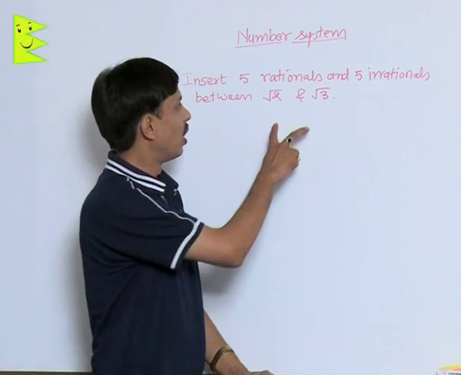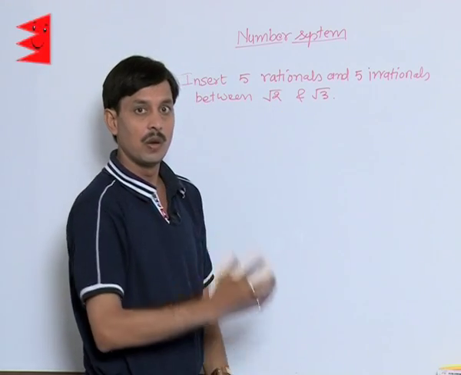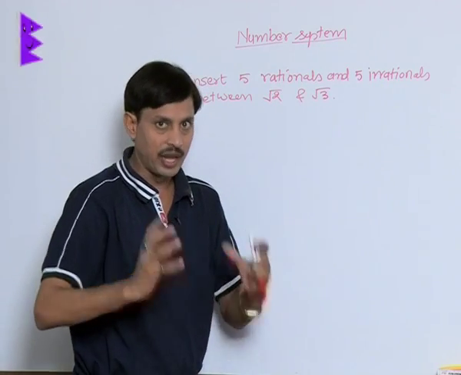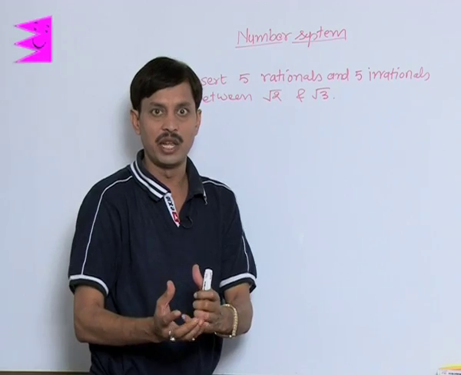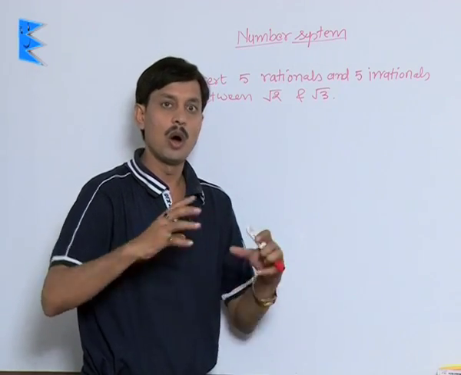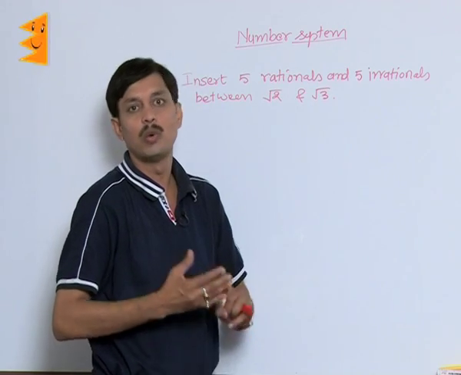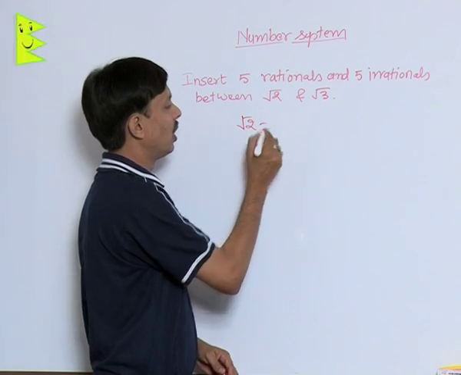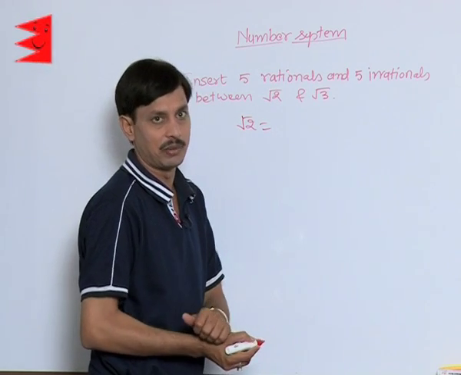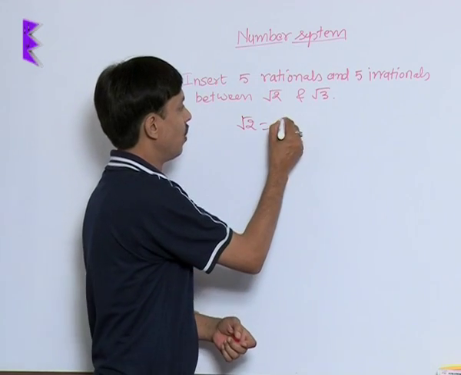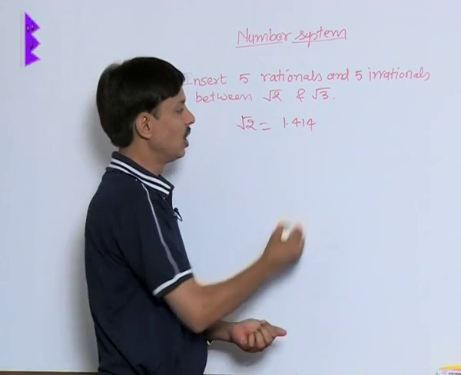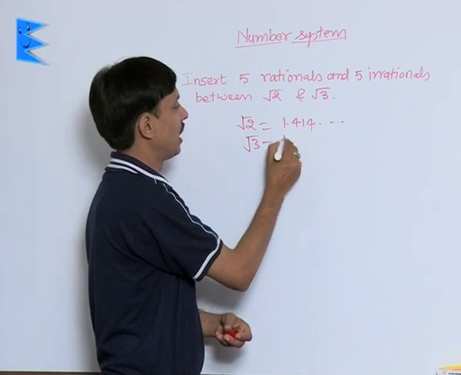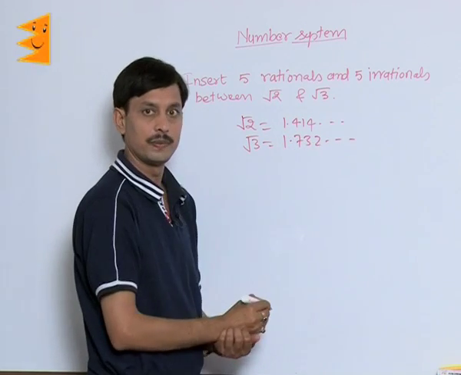irrationals. What we want to do between root 2 and root 3, we are interested to insert 5 rationals and 5 irrationals. I am trying to tell you it is always convenient to bring the decimal form of a rational or irrational when you want to insert a few numbers between them. Here root 2, you all know in class 8 has been calculated many times and has been asked to you in the examination.